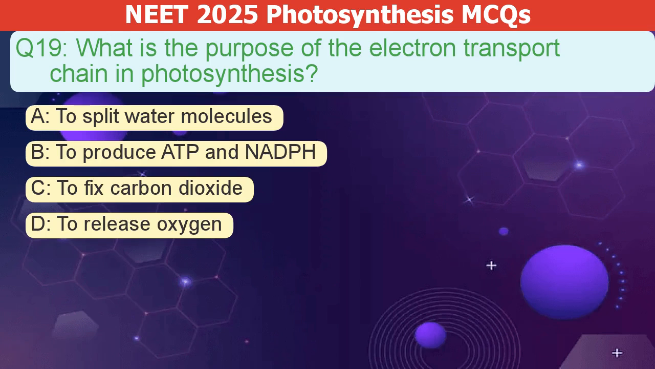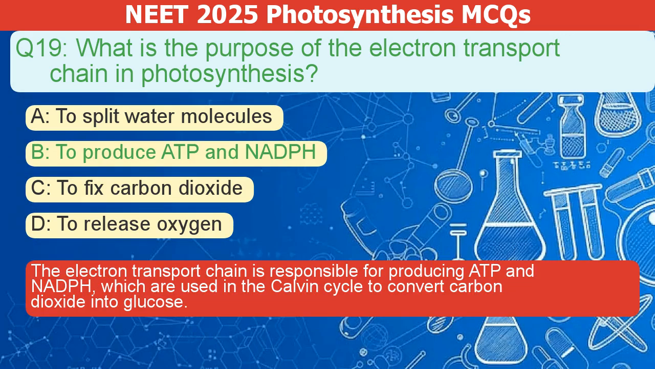What is the purpose of the electron transport chain in photosynthesis? A. To split water molecules. B. To produce ATP and NADPH. C. To fix carbon dioxide. D. To release oxygen. The correct answer is B. The electron transport chain produces ATP and NADPH. These are used in the Calvin cycle to convert carbon dioxide into glucose.